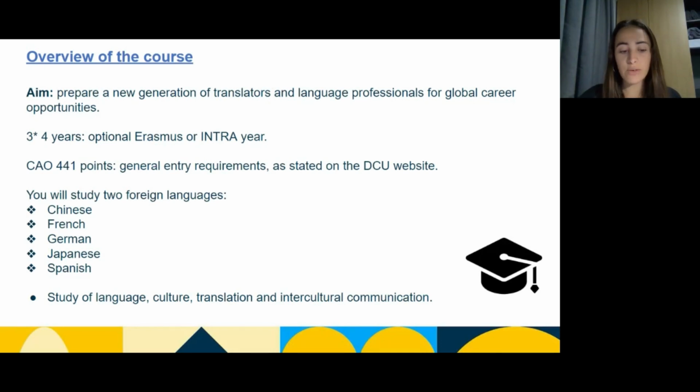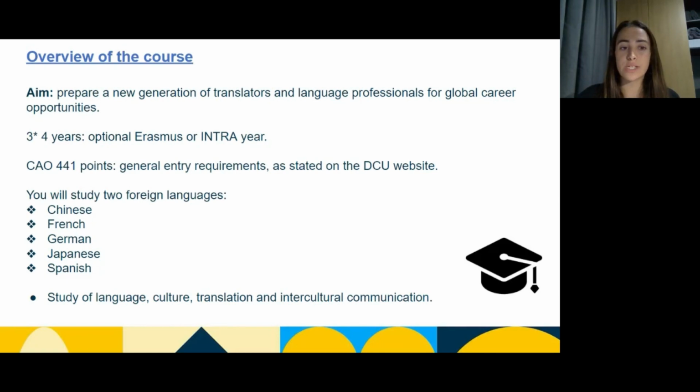If you have a passion for languages and you're interested in exploring the field of translation, this course is definitely for you. The aim of the course is to prepare a new generation of translators and language professionals for global career opportunities. The course can be 3 or 4 years long. It has an optional year, which you can do as an Erasmus or an intra-year, which basically is a work placement. I will talk about that later on. The CAO minimum points required for this course is 441 points, and the general entry requirements you can see at the DCU website.